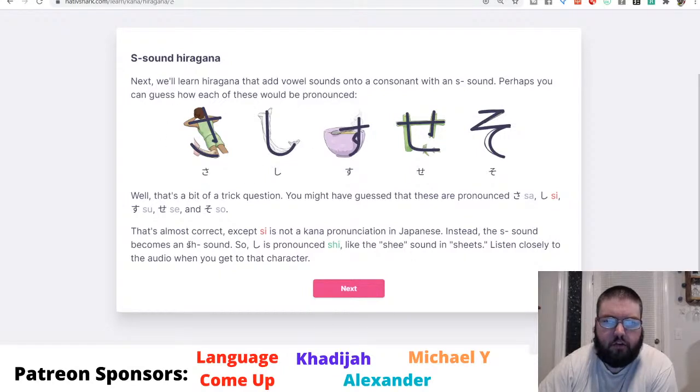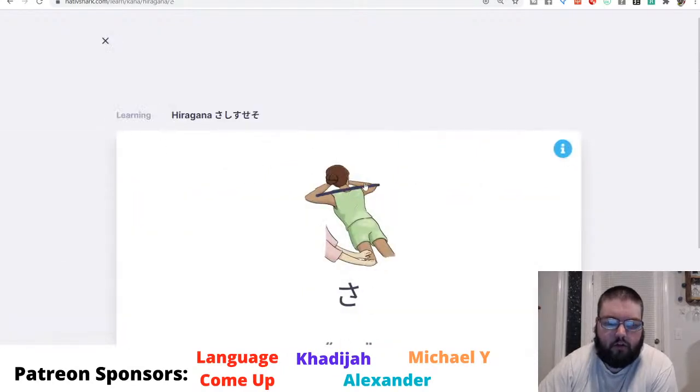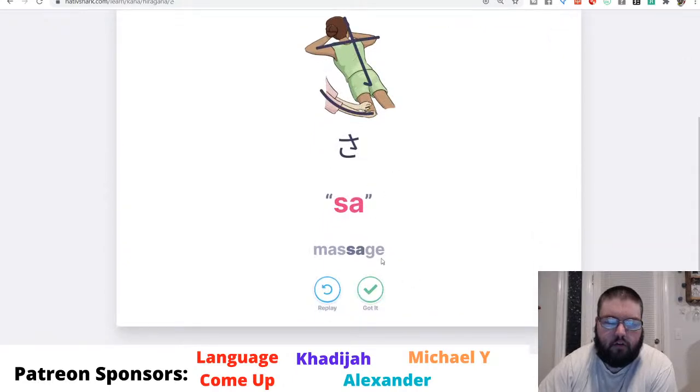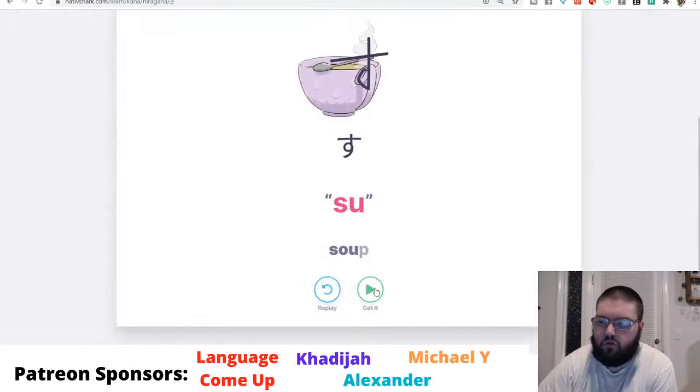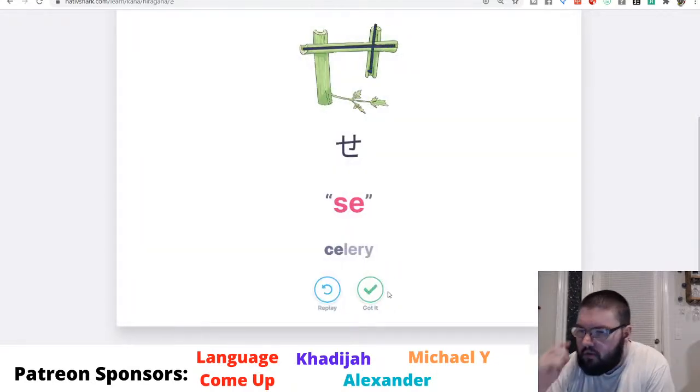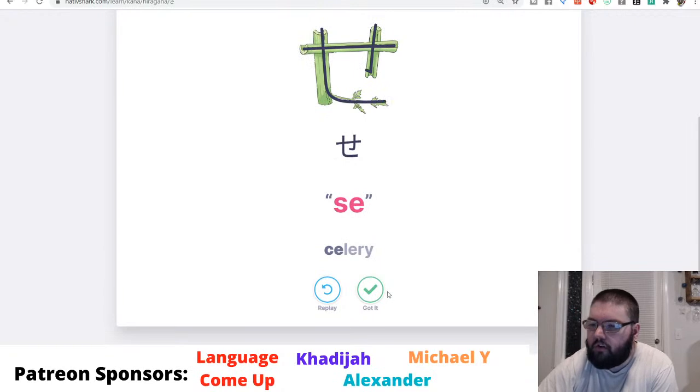Next, we'll learn. Okay, we're gonna get through this. し, shi, す, su, せ. Is NativShark Japanese only or other languages too? As of right now, it is just Japanese, but they are working on more.